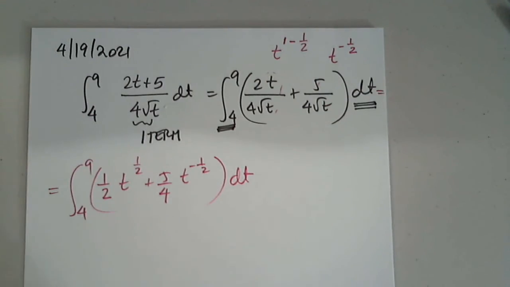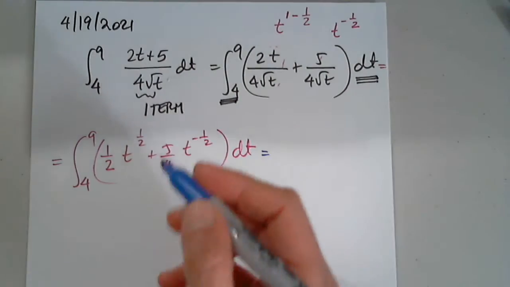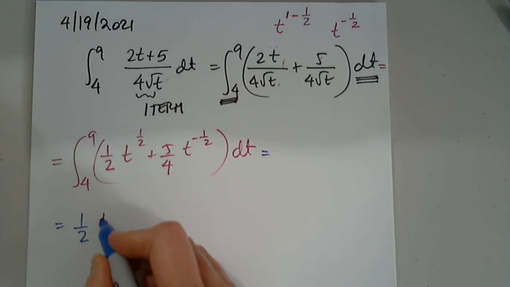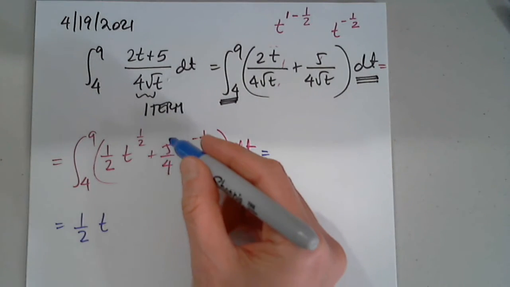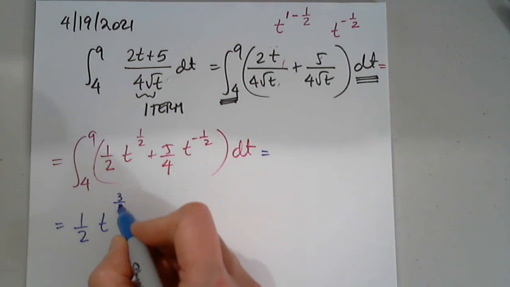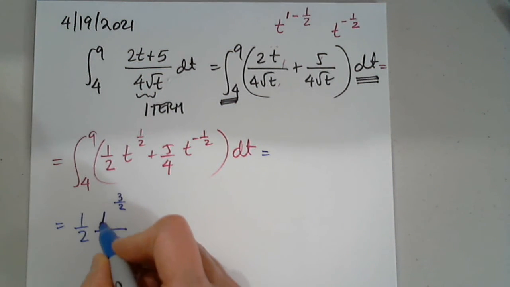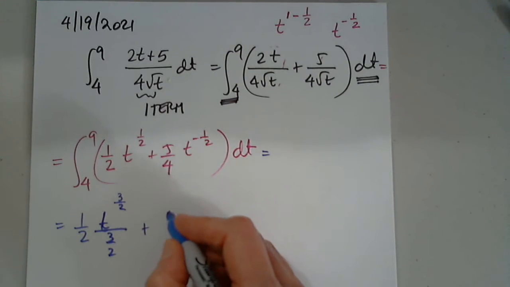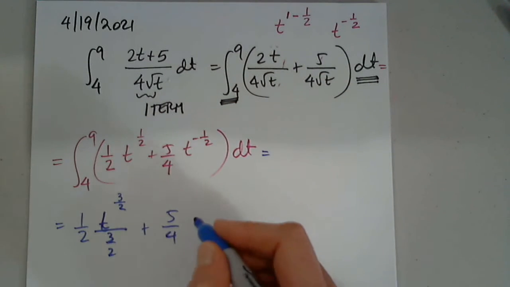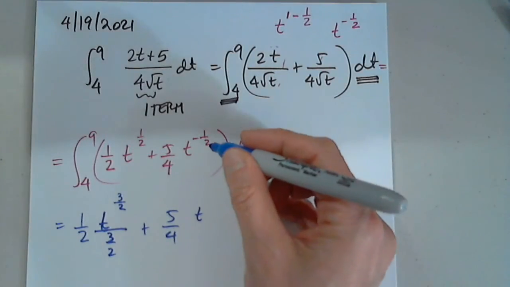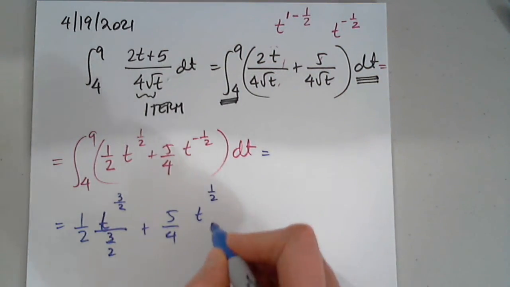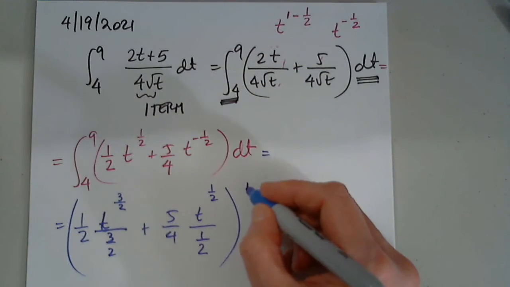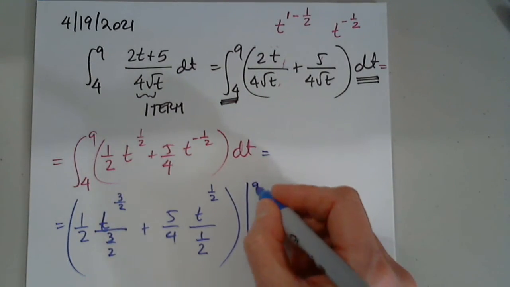So now, because everything is so much easier at this point than it was initially, of course 1/2 goes outside, and I have t to the power 1/2 plus 1, 3/2, everything divided by 3/2. And then plus 5/4 stays outside, and then t to negative 1/2 plus 1, which is 1/2, divided by that number, parentheses, from 4 to 9.